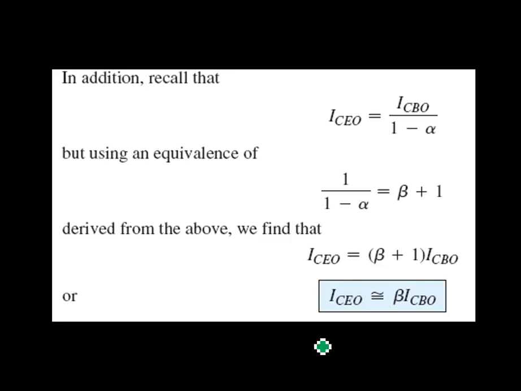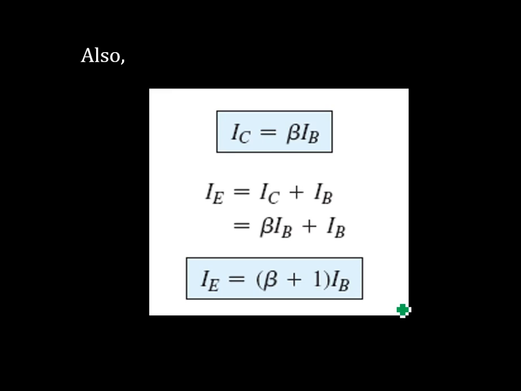Also, you can recall this expression ICEO equal to ICBO by 1 minus alpha, but using this equivalence, 1 by 1 minus alpha is equal to beta plus 1. So what will you get finally? ICEO will be approximately equal to beta times ICBO. Beta is a very large value, very much greater than 1.